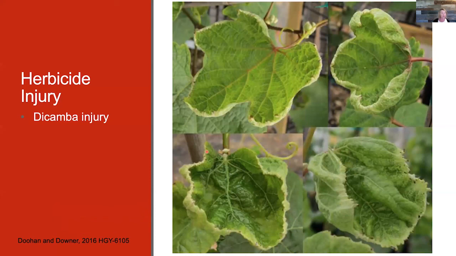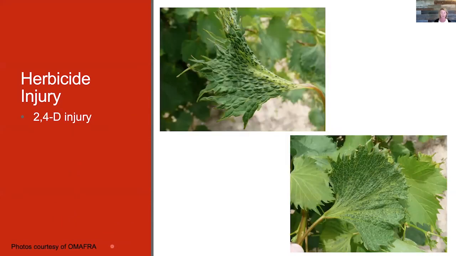Dicamba is pretty easy to recognize because it causes cupping. So you have the leaves cup upward, and you'll also see that the tendrils here become spiral and deformed. And you can see here that you do see some crinkling as well, but the key diagnostic characteristic is the upward cupping. And here's a fact sheet listed below in the left-hand corner by Doug that goes more into this.